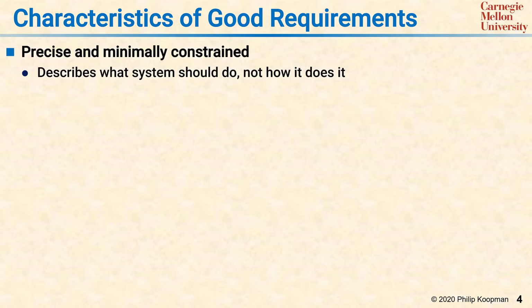Good requirements tend to have some common characteristics. An important attribute of good requirements is that they are both precise and minimally constrained. By minimally constrained, we mean that they describe what the system should do, but not how the system does it. The how it does it is part of design, not requirements.